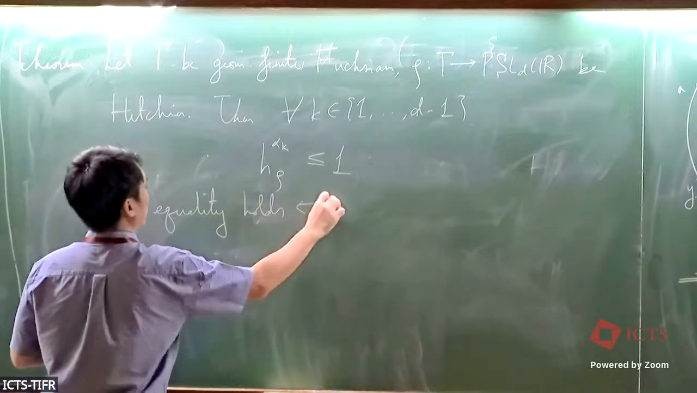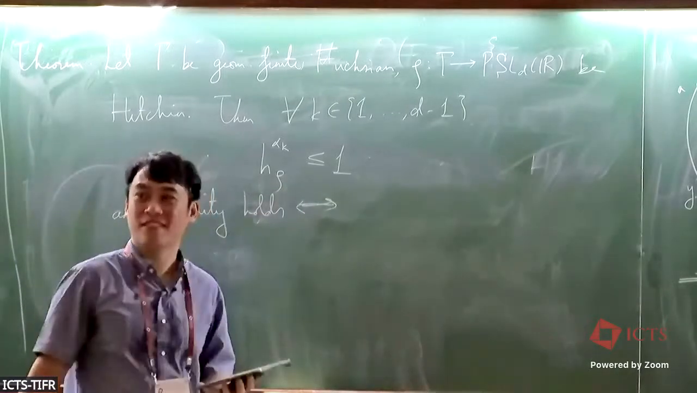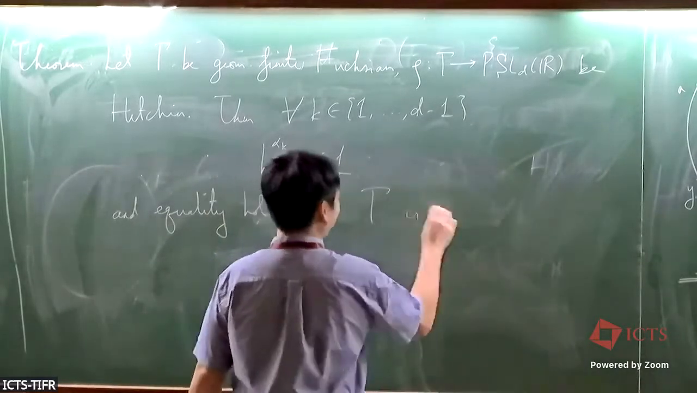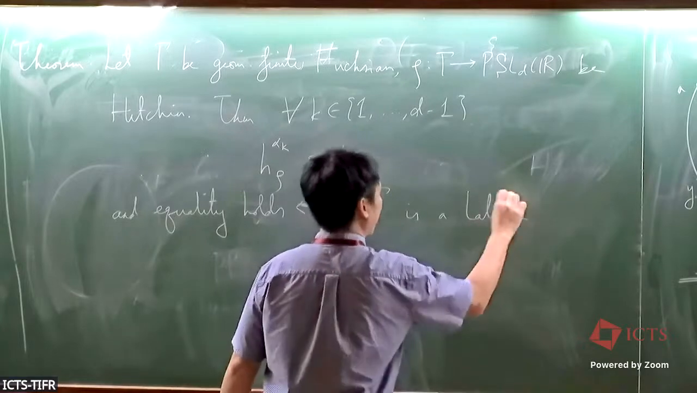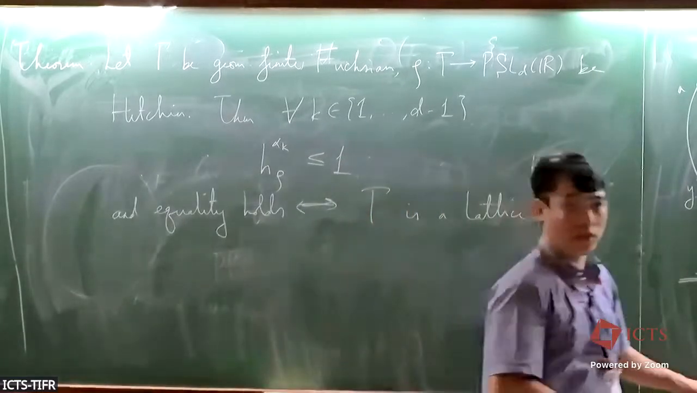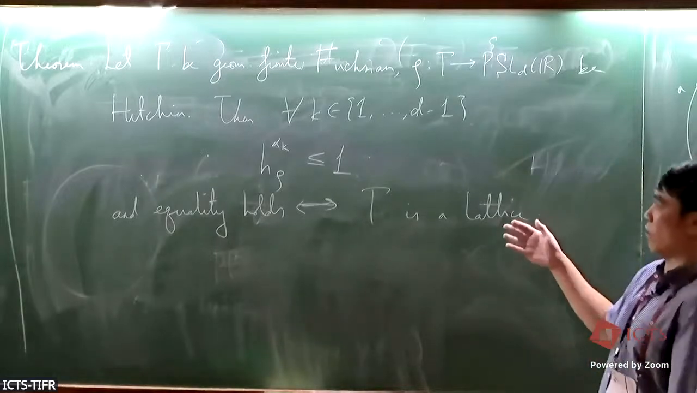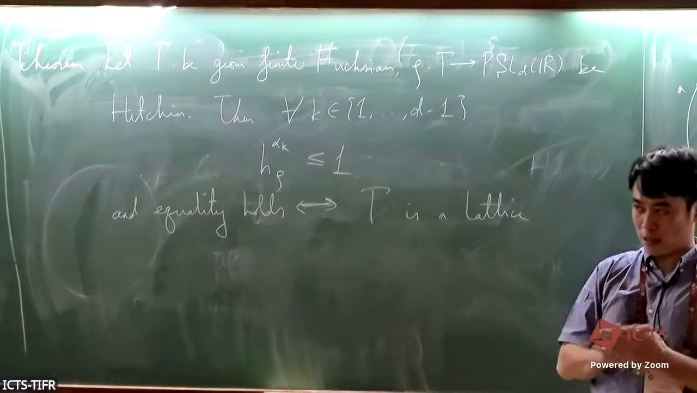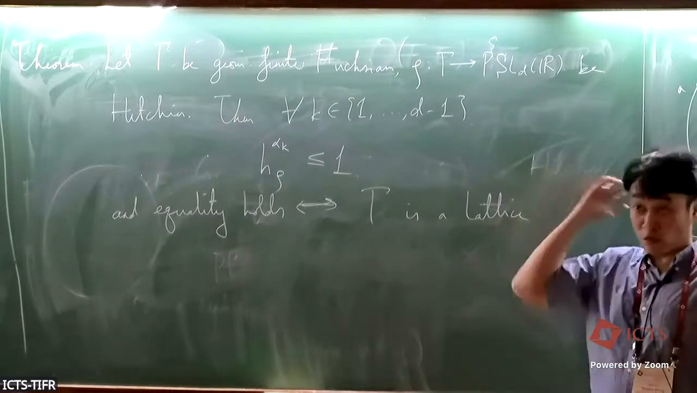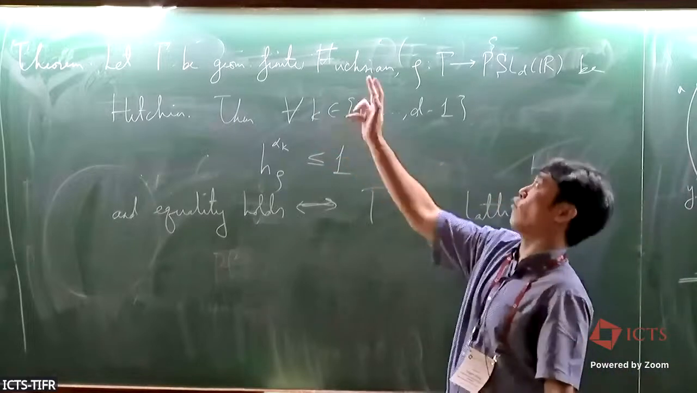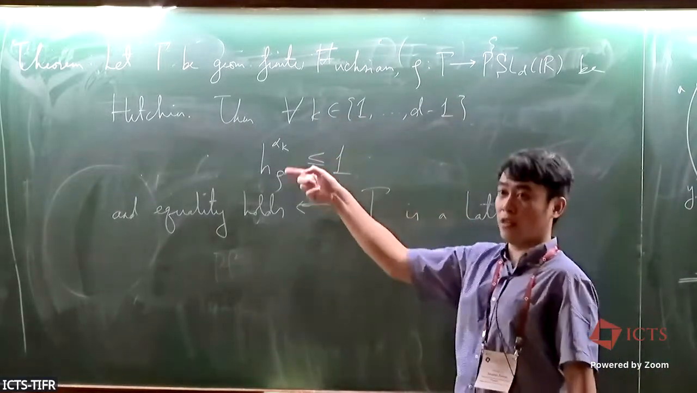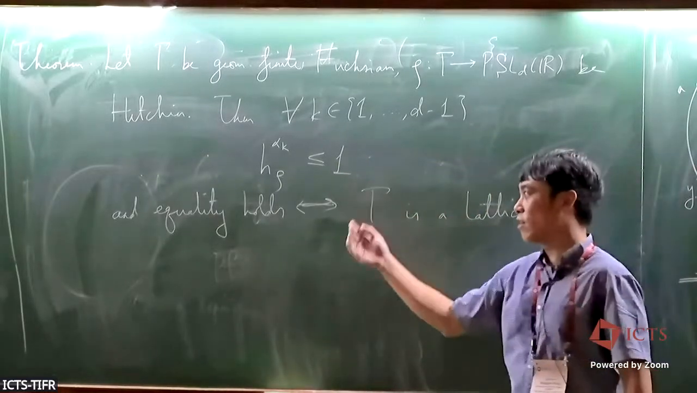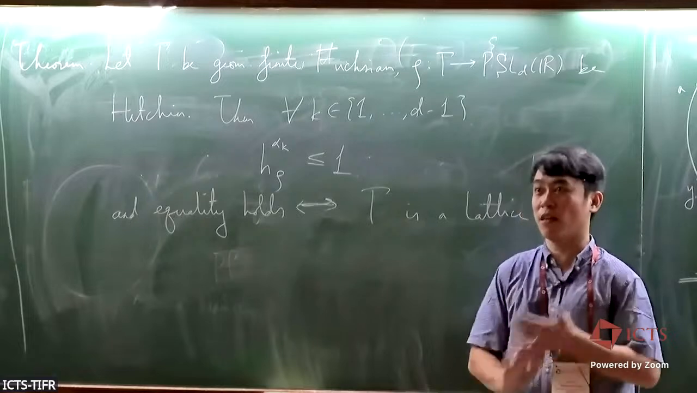if and only if... any guesses? Gamma is a lattice. Okay, so this theorem was proven in the case when gamma is a co-compact, a uniform lattice. This was due to Sambarino. He showed that as long as you have a uniform lattice and your Hitchin representation, the simple root entropy is 1. And what we prove here is that it's at most 1, and equality holds if and only if gamma is a lattice. So what's the reason?